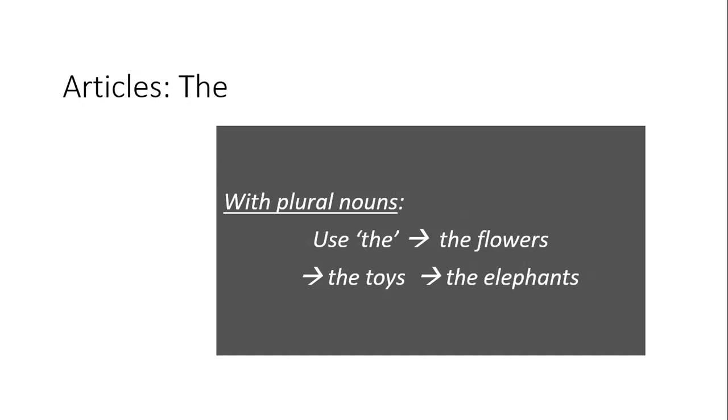Okay, so we can use the with singular nouns when we want to name a specific, like the desk, the fan. Would you bring me the pen that's on the desk? I'm naming a specific. I want you to get me a specific pen, right? But it's also used with plural nouns, such as the examples shown on the slide.